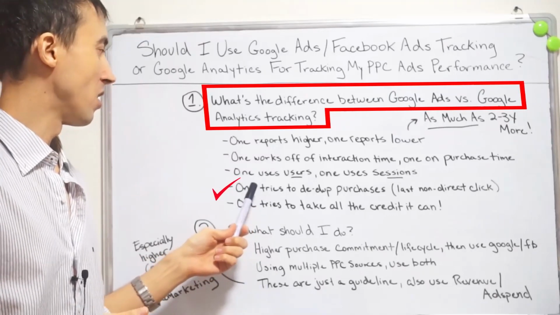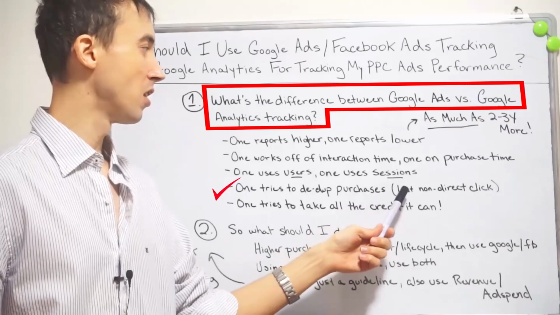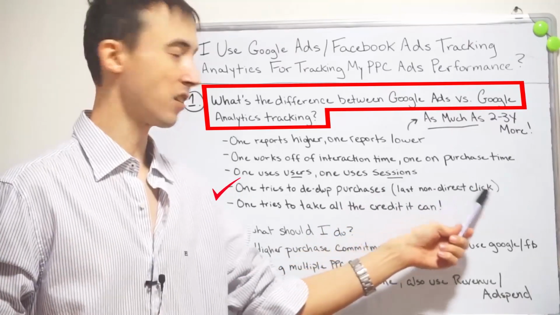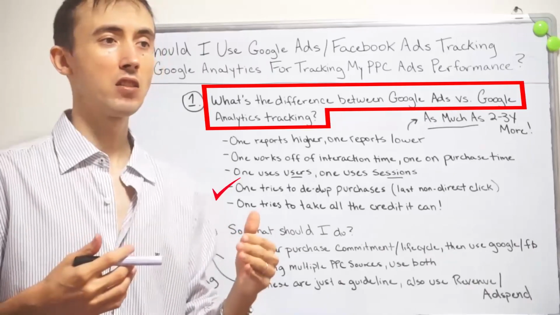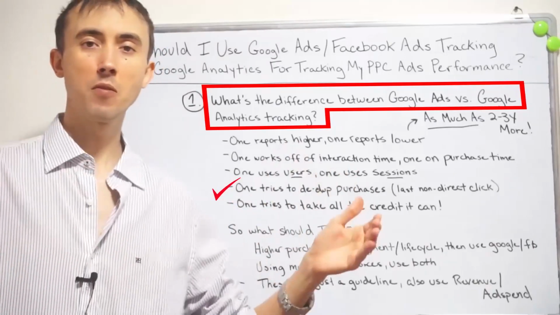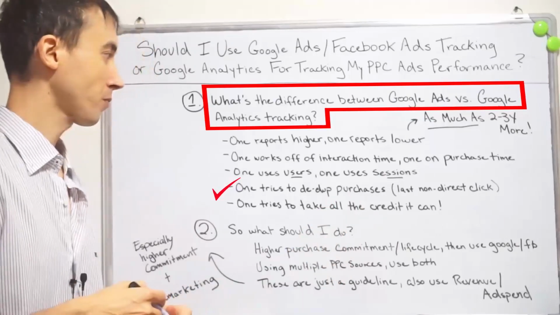Next thing to mention is one tries to deduplicate your purchases using a last non-direct click model. So with Google Analytics, what it's trying to do is, let's say you have ads coming in from Google and Facebook both directly.